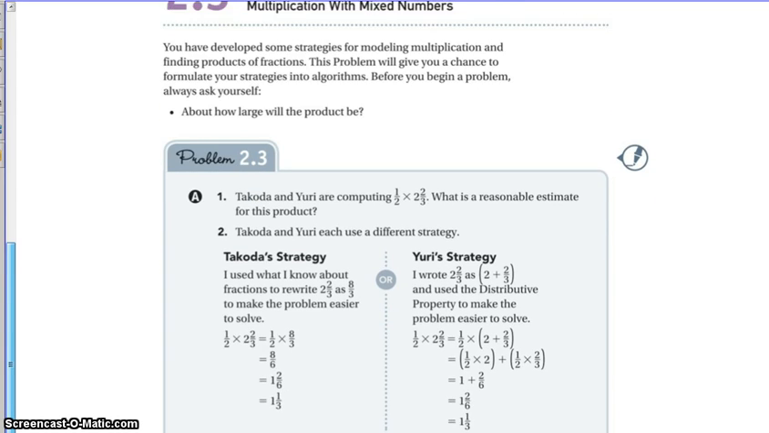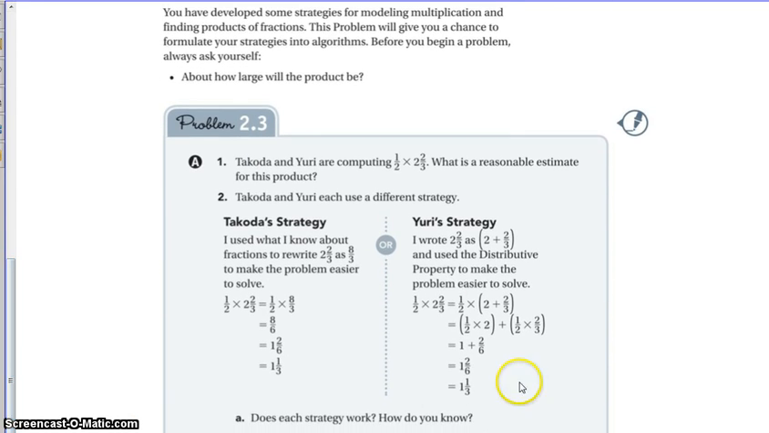What we have here is Dakota and Yuri, and they are computing 1/2 times 2 2/3. So 1/2 times 2 2/3. What is a reasonable estimate? Well, we have a half times almost 3. So if we have almost 3 times a half, we're really trying to find what half of 3 is. So my estimate would be something slightly smaller than about 1.5.